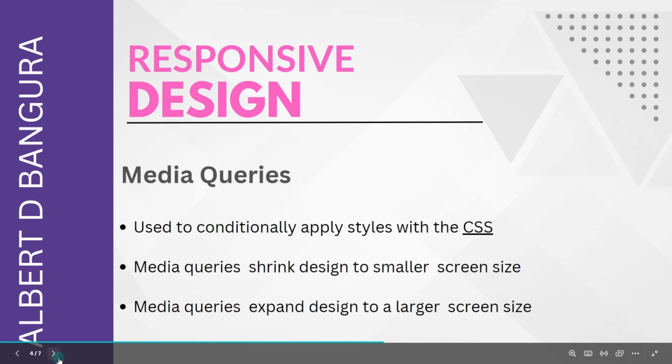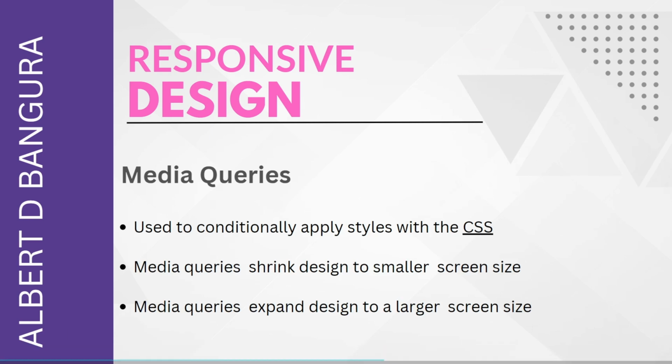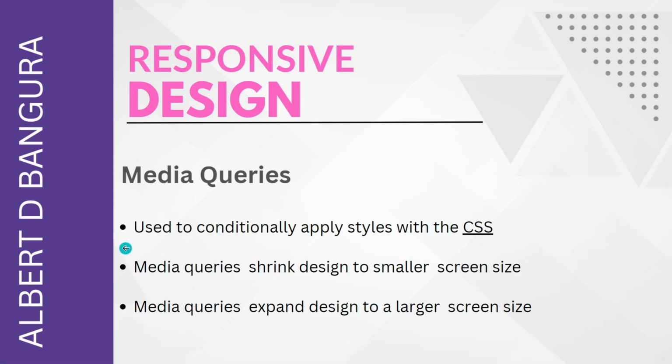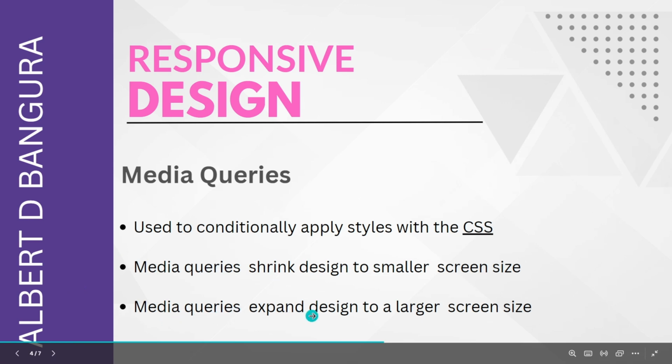Now, to achieve responsive design, we use what are normally called media queries. Media queries are used to conditionally apply styles with the CSS. So using CSS, we apply CSS styles. Using media queries, we apply CSS styles conditionally. Media queries shrink a design to a smaller screen size, and also expand a design to a larger screen size.